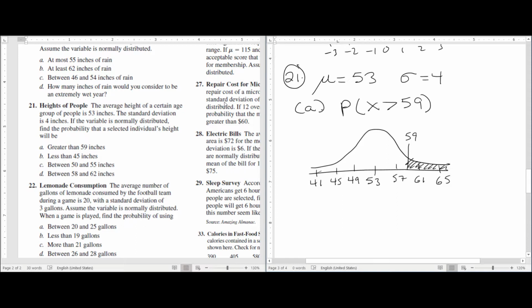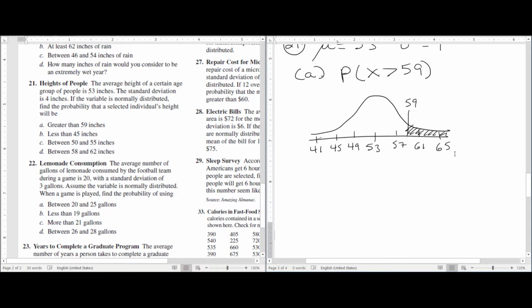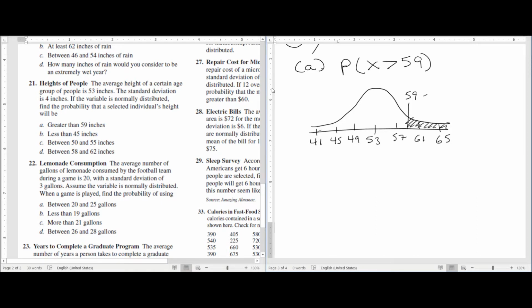Okay, so we need to convert this to a z-score. So we're going to convert that now. Let's do that over here. The formula is z equals x minus mu over sigma. So we have 59 minus 53 over sigma, which is 4. That gives us a z-score of 6 over 4, which is 1 2/4, so 1.50.